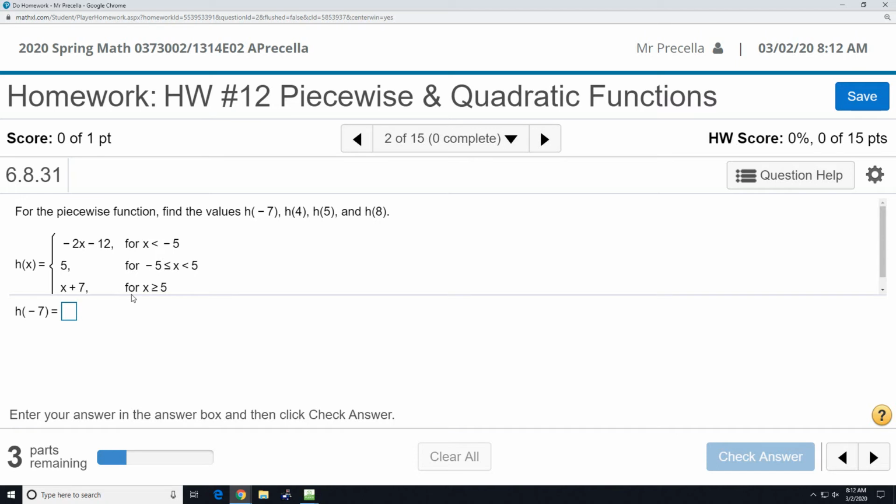Negative 2x minus 12 for x values less than negative 5. That second one, just a 5 for negative 5 less than or equal to x less than 5.